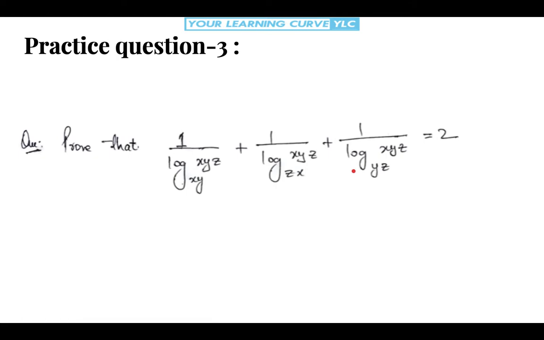Let's do one more question. Prove that 1 upon log xyz to the base xy plus 1 upon log xyz to the base zx plus 1 upon log xyz to the base yz is equal to 2. First of all, I will be explaining you the question. You pause the video, try your level best, get the solution, and then proceed to the next slide. I will be telling you some properties, how to proceed about the questions.